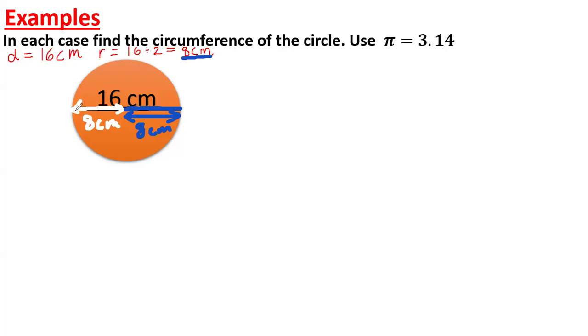D is the full diameter, but we don't want that. We want the radius. And the radius is 16 divided by 2. And Gina, what is 16 divided by 2? Gina? 8. 8, very good. And 8 is the radius. We only want half the diameter. We don't want the full thing.